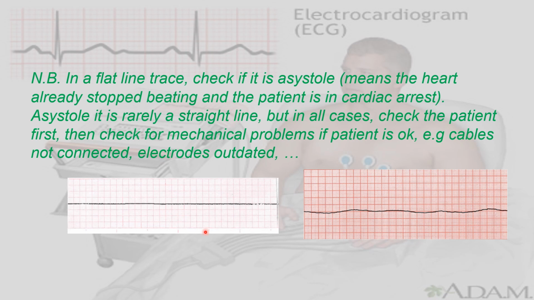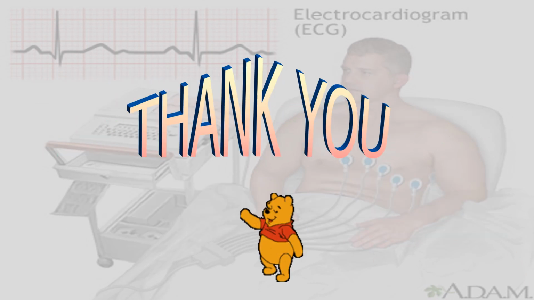As I said, usually the flat line for asystole or for arrest will not appear like this. It's not flat like it was done with a pen. In any case, when you find this ECG, you just check the patient. Is he alive or not? Okay. Thank you.